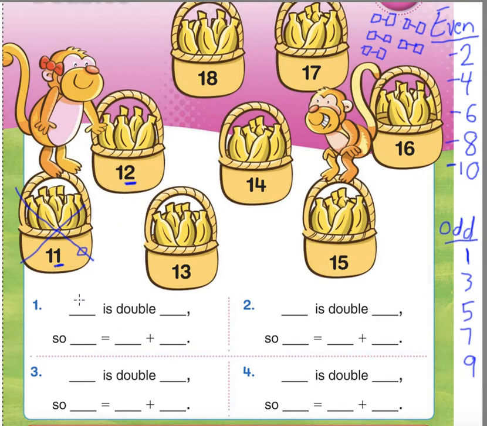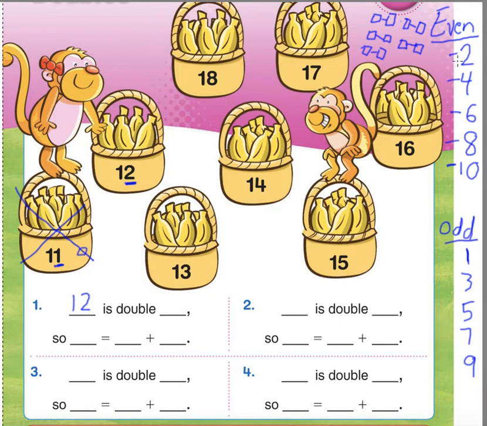Okay. So first thing we're going to do is write down the number 12 on this first line, because that is going to be a doubles fact number. So 12 is double, oh man, I'm not too sure what 12 is a double of. But we can think about all of our doubles facts numbers, okay? So let's go through them.